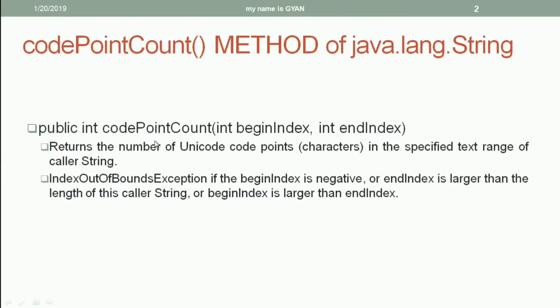The method codePointCount throws IndexOutOfBoundsException if the begin index is negative, or the end index is larger than the length of the caller string, or the begin index is larger than the end index.